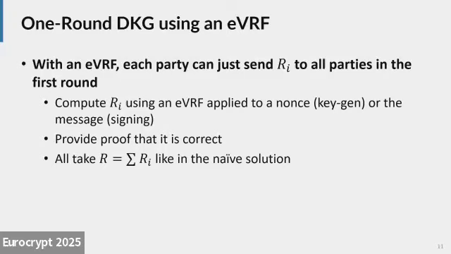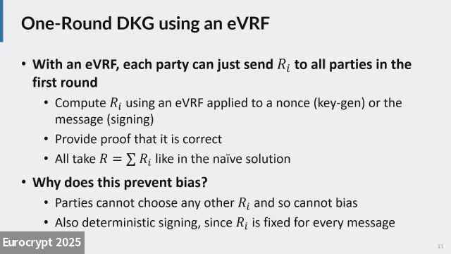Now, everybody's committed ahead of time. They will provide these values. We check the proofs, we sum it up, and now we have the value. And because I have no freedom in choosing my value, I cannot bias the output. It also gives me deterministic signing for free, so to speak, because I can't change anything.